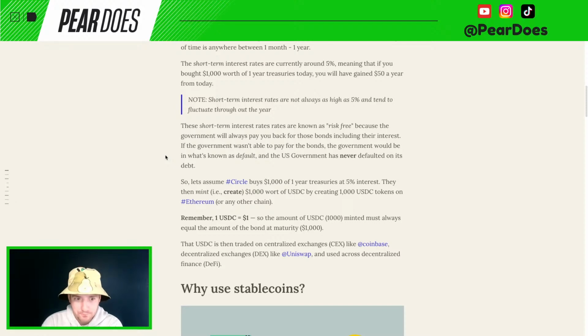the US government has never defaulted on its debt. So back to our example, let's assume Circle buys $1,000 of one-year treasuries at 5% interest. So the return on these treasuries is 5%. They would create $1,000 worth of USDC, which is 1,000 USDC tokens, because one token is supposed to equal $1. Let's say they do this on Ethereum. And so now they have 1,000 USDC tokens on Ethereum that they can essentially sell to the open market, one token for $1. And now they have this 5% interest as a kicker.